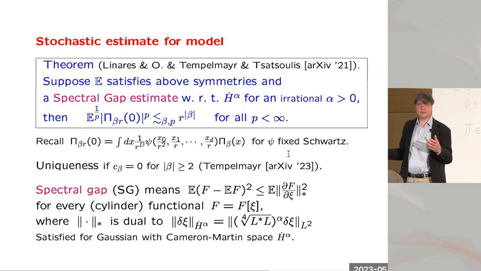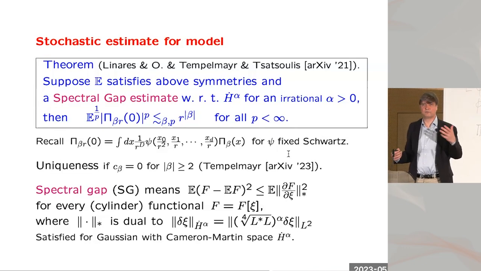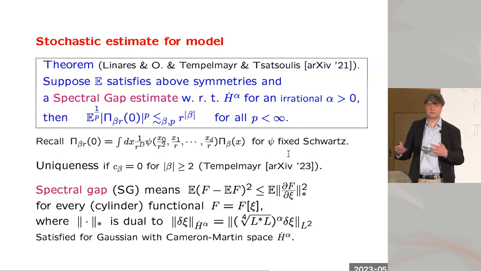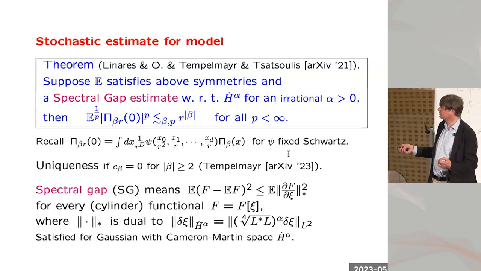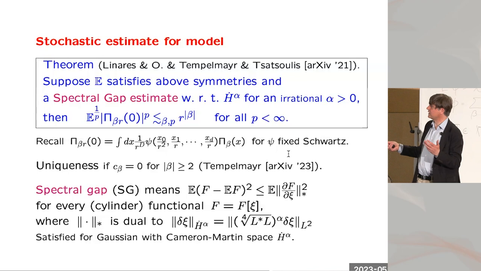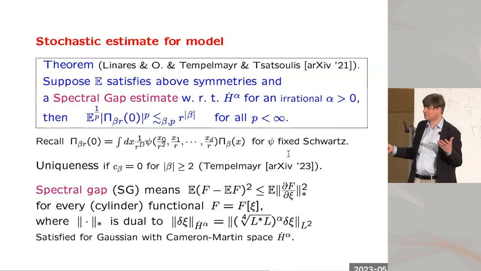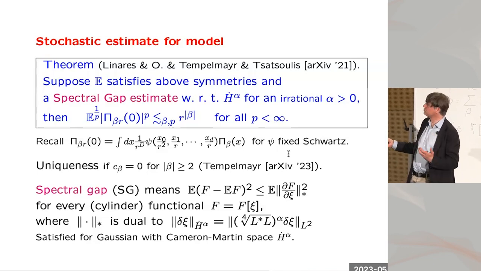And this gradient is the functional derivative of your Fréchet derivative, which is a linear form of your random variable. You can at least make sense of this in the case of cylinder functions. That's how you go towards Malliavin calculus. And the way you measure the size of this linear form is by the norm that's dual to the h dot alpha.